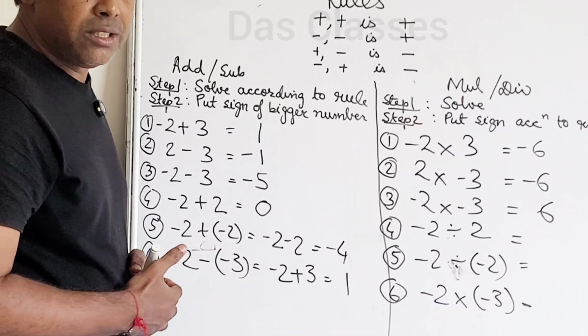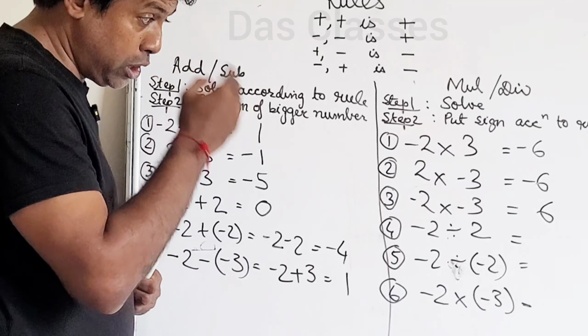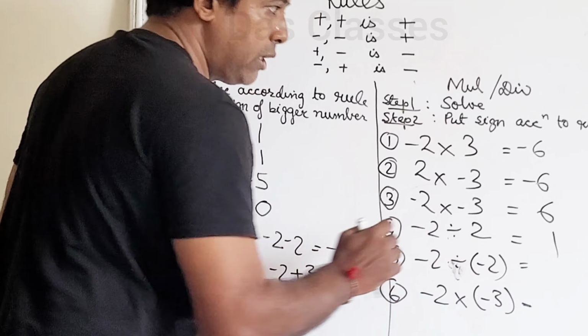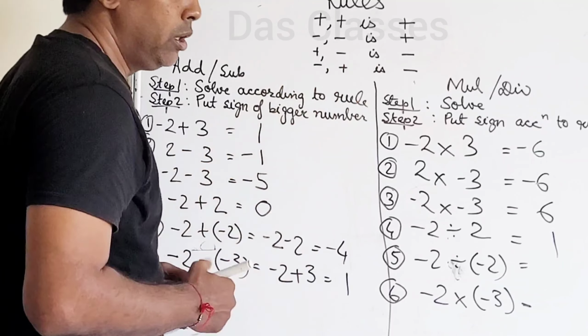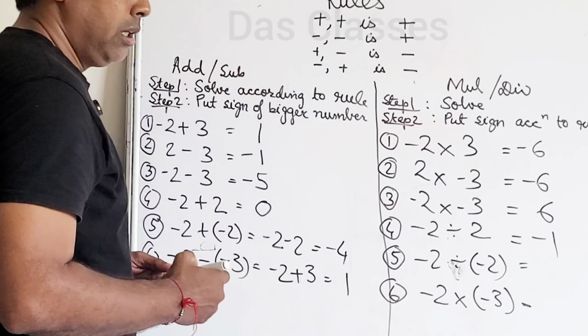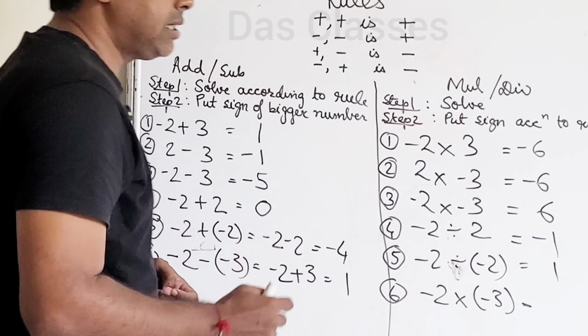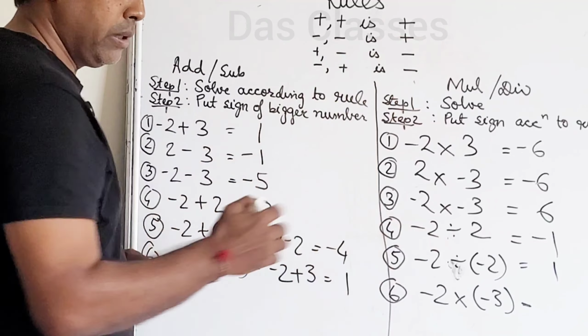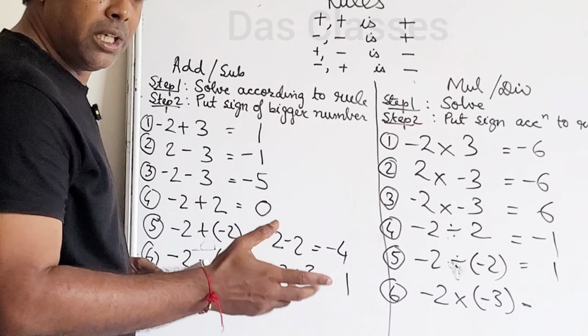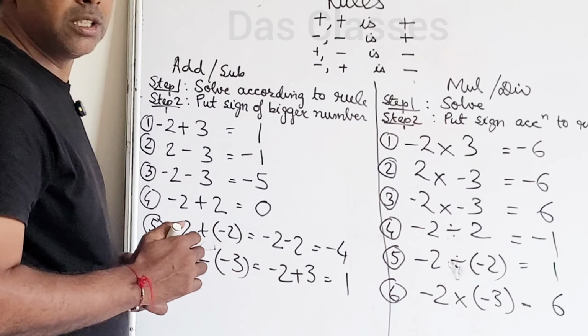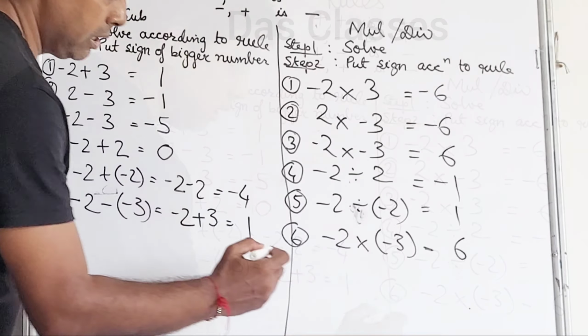Division also is the same thing what you do in multiplication. 2 divided by 2 is 1, and there's a minus, no sign over here, minus plus, we put minus sign. Again, 2 divided by 2 is 1, both have minus sign, minus minus is plus, so we'll put a plus sign. 2 into 3 is 6, and minus minus is plus, step 2, so we'll put a plus sign.